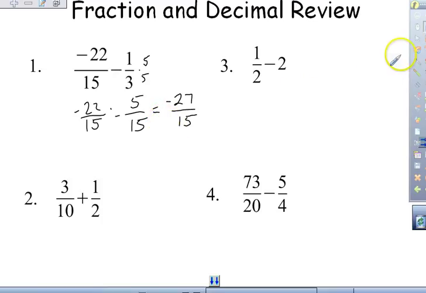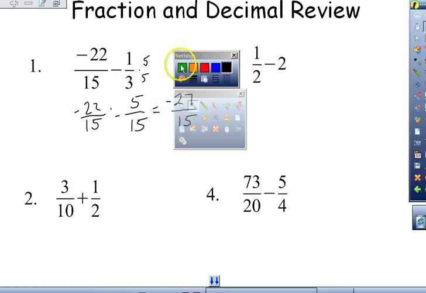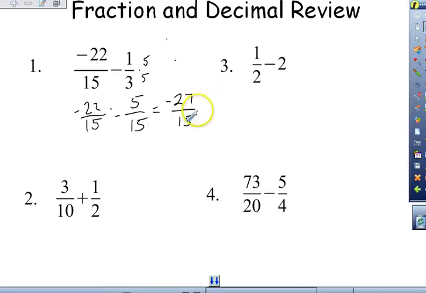And all done? Is that finished? Nope, gotta reduce it, right? So if you just stopped at -27 over 15, you've got to reduce it. Let's divide top and bottom by what goes into both of those? 3, right? So we get -9 over 5.